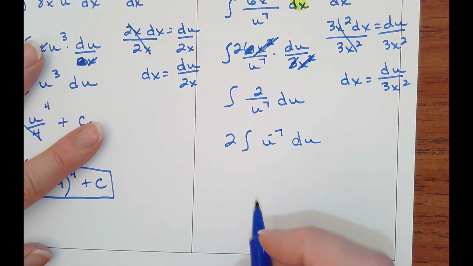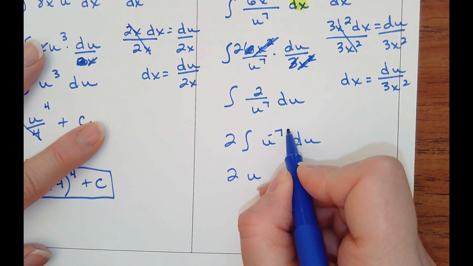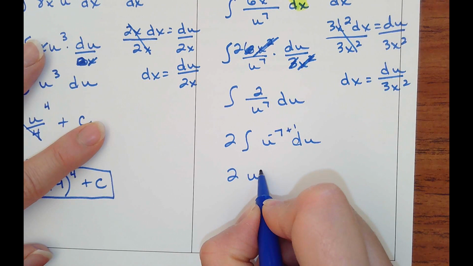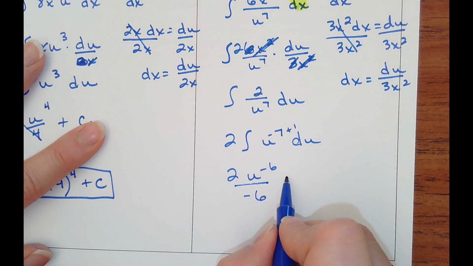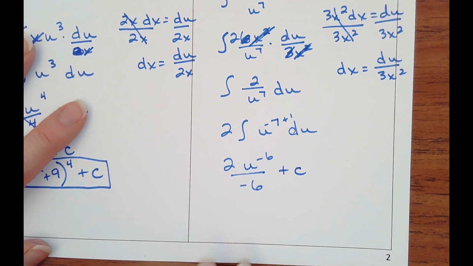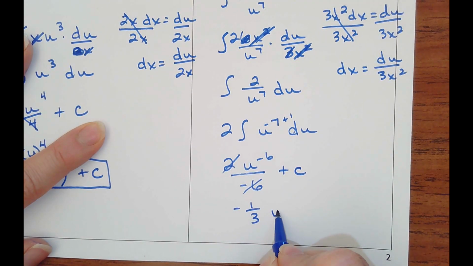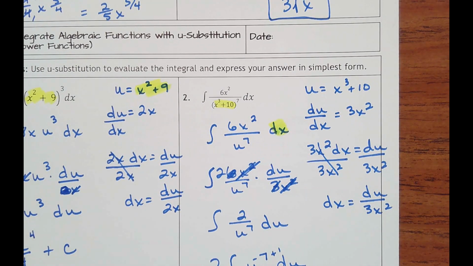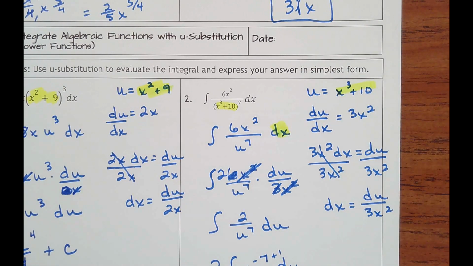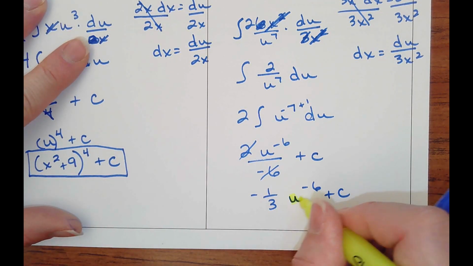And I'm ready to take the antiderivative. So I'll have 2 u to the add 1, that would be -6, divided by -6 plus c. Simplify my 2 over -6, that would be -1/3 u to the -6 plus c, and then I want to look and see what u was equaling, this x cubed plus 10, so it will get replaced right here.